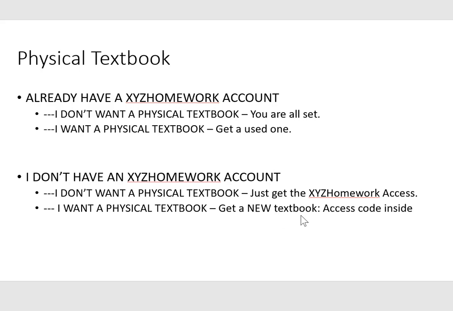So my suggestion, get a new textbook, because with the new textbook, you're going to get the access code inside the front cover of the textbook. And you get a little discount because of that. So you're buying a new textbook, and then you got the access code inside it as well. So hopefully that helps to explain the textbook situation. If there's any other questions on it, please feel free to give me an email and I'll explain it as well.